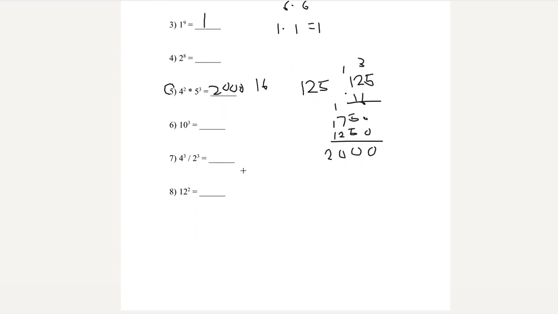Let's look at number 6. We have 10 cubed. And if you have a 10 to any power, you're just adding more zeros. So you do 10, and you add 3 zeros.